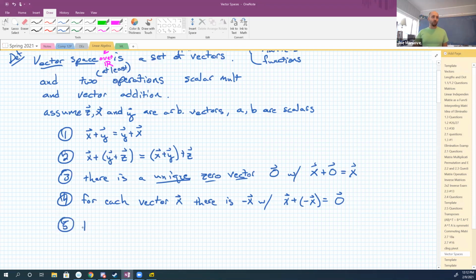The scalar 1 times the vector x is equal to the vector x.